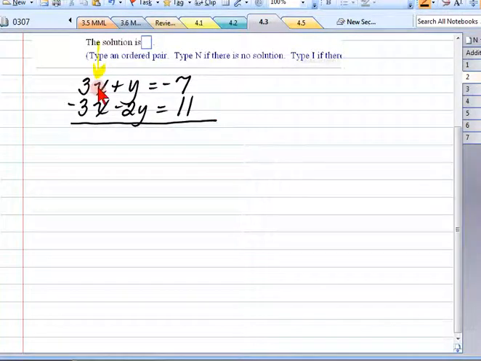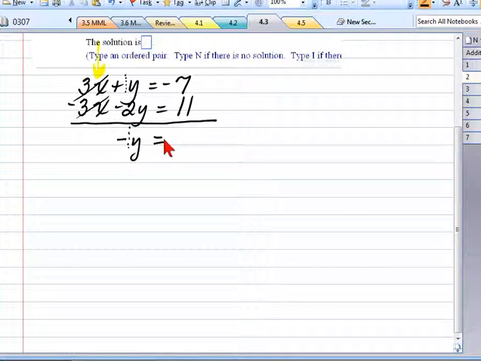What is positive 3x and negative 3x? 0, it cancels. That's what you wanted to happen. Now, it's not going to cancel over here because this is an implied 1y minus 2y. What is 1y minus 2y? It is negative y, and negative 1y is what it is.